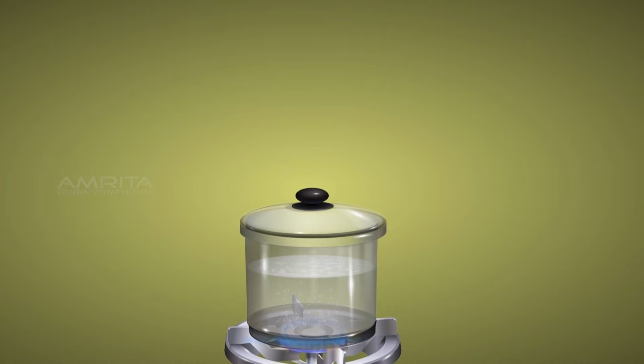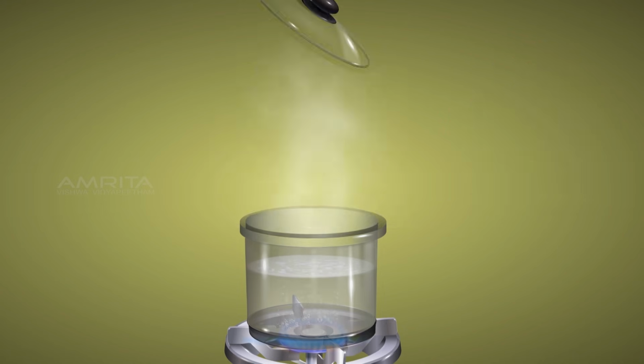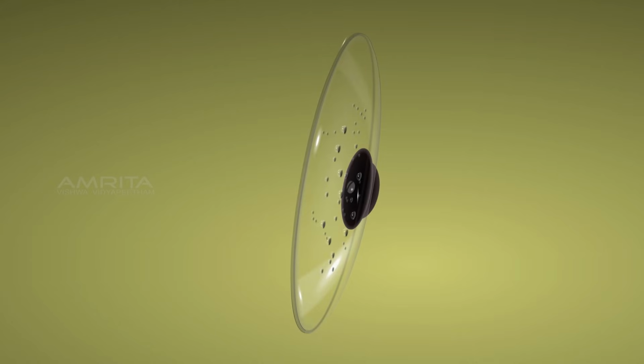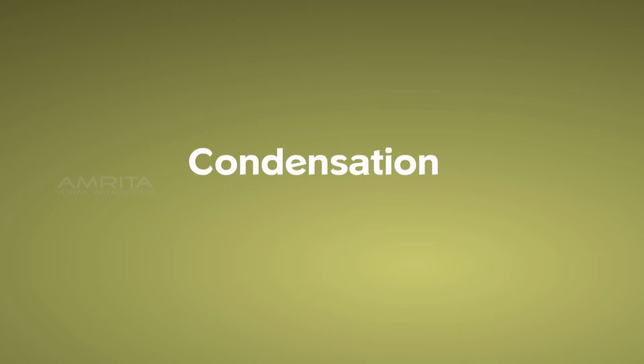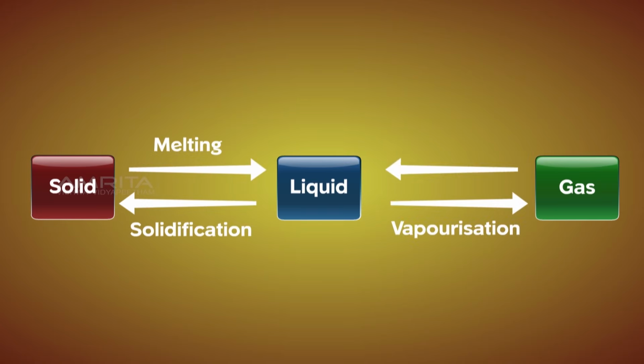Now, close the beaker with a lid and continue heating. After some time, you will observe droplets of water accumulated on the surface of the lid. Such a process is called condensation. During condensation, vaporized particles are accumulated and form liquid. We have already learned melting, solidification, vaporization, and condensation.